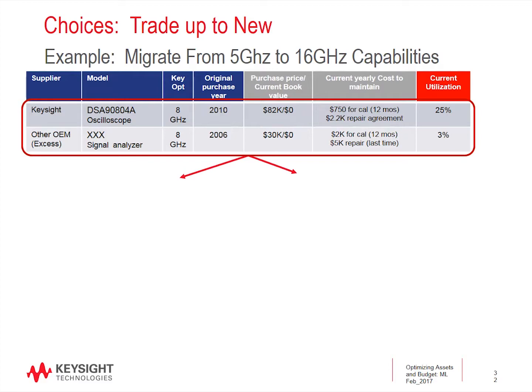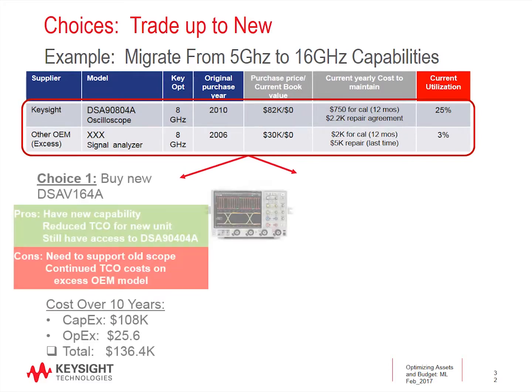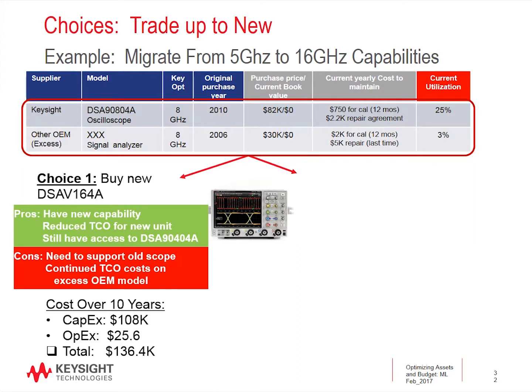Working through our total cost of ownership calculator again, and assuming a 10-year life cycle, buying a new DSAV 164A 16 GHz oscilloscope would certainly be a great addition to their test asset pool. But you would still have some increase in cost of ownership on the 11-year-old scope if you kept it around, although it does give you extra capacity.